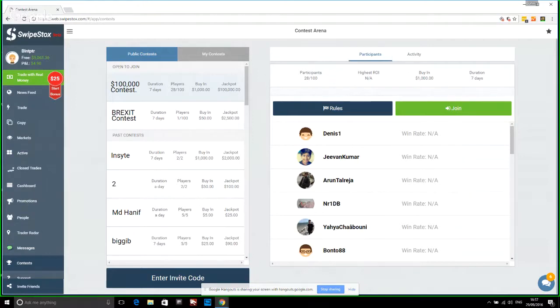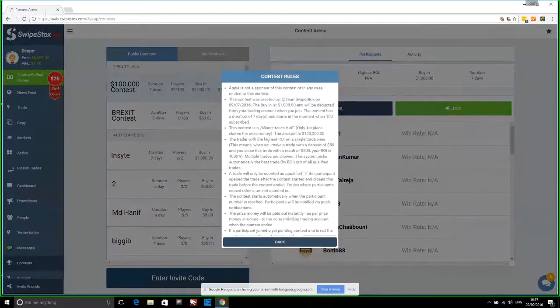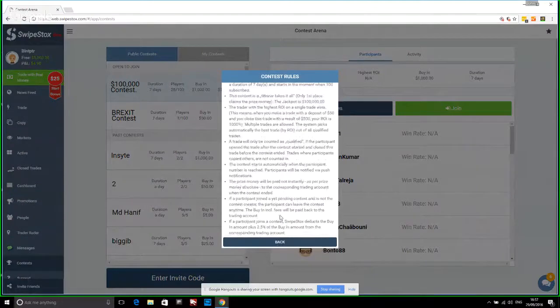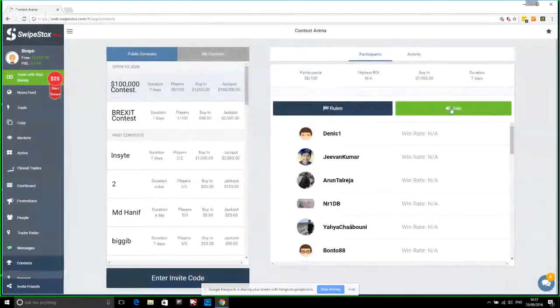Any other questions? You can see the contest rules here, which we'll all publish. Conditions, how many people are allowed, if there's any minimum account balance requirement, and how long the whole contest is going to last. Our contest is going to be about 5 months, so plenty of time to familiarize yourself with the platform and also trading.